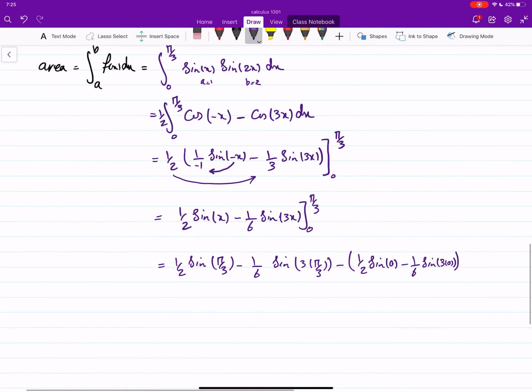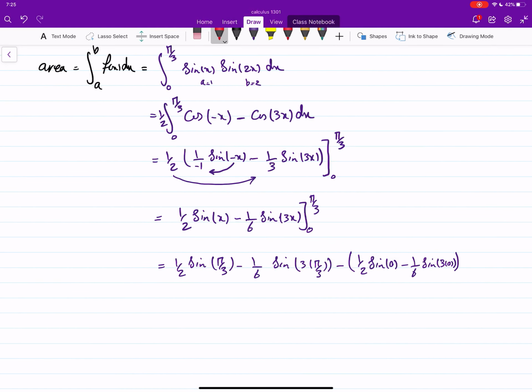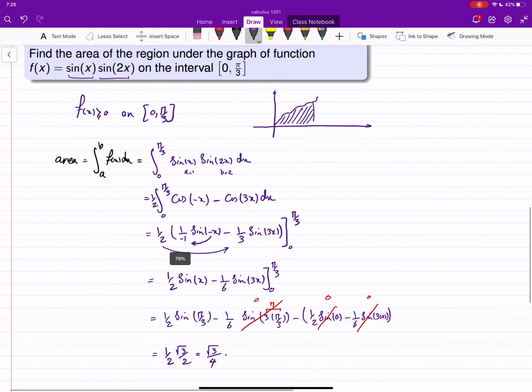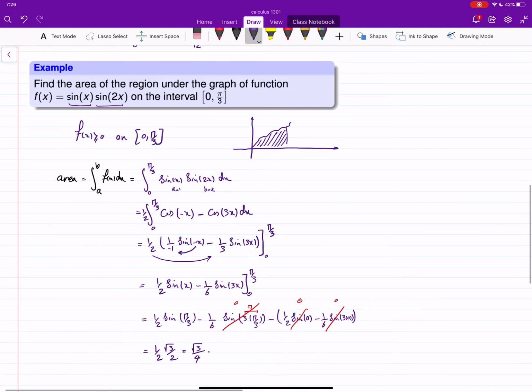okay. So sine of 0 is 0, and this will give me sine of pi. Sine of pi is also 0, so what I will get is only the first piece. Half of sine of pi over 3, or 60 degrees, is root 3 over 2, which gives me root 3 over 4. And the area that we were looking for has that value, root 3 over 4. Okay?